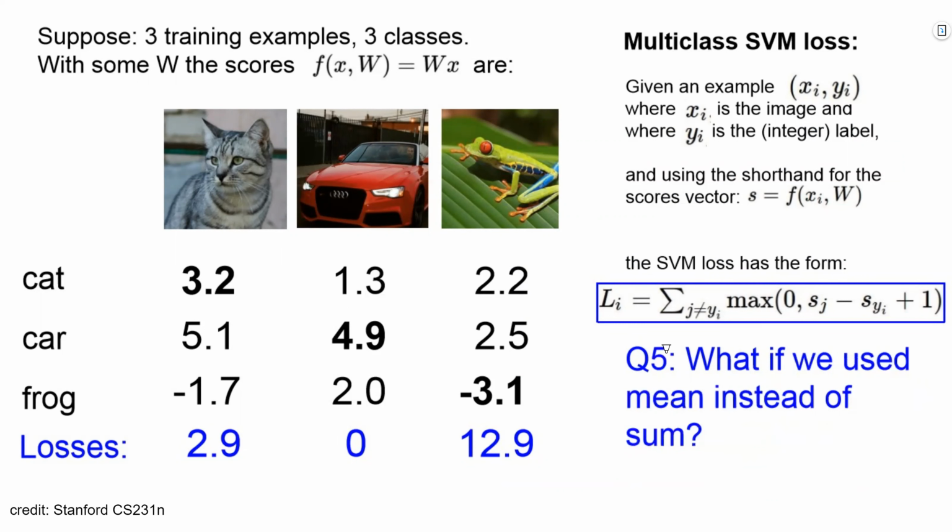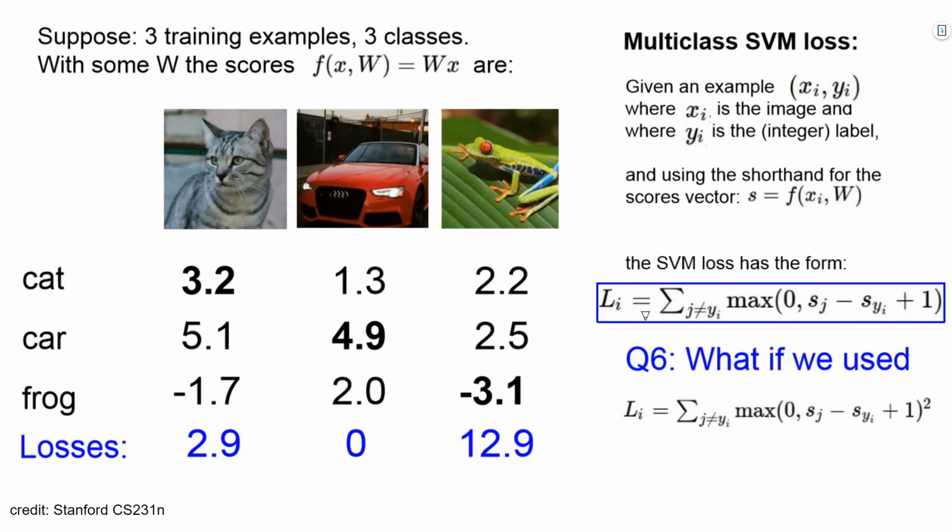Okay? And the fifth question is, what if we used mean instead of sum? Are there going to be many differences? It's just rescaling. We're just multiplying by 1 over n, or 1 over c minus 1 like that. That's just rescaling. We could adjust learning rate and reverse this rescaling. So it's not much difference.